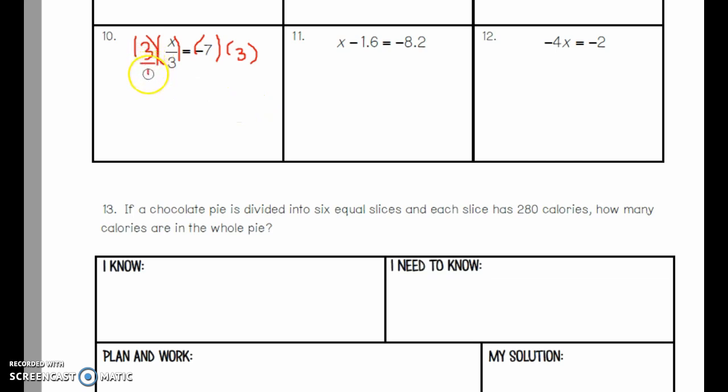This really means 3 over 1. And if I'm multiplying 3 over 1 times x over 3, I end up with 3x over 3. And 3 divided by 3 is 1. So those cancel out. And 7 times 3 is 21. And always go back. This is a negative. This is a positive. A negative times a positive is always negative. So our answer here is x equals negative 21.